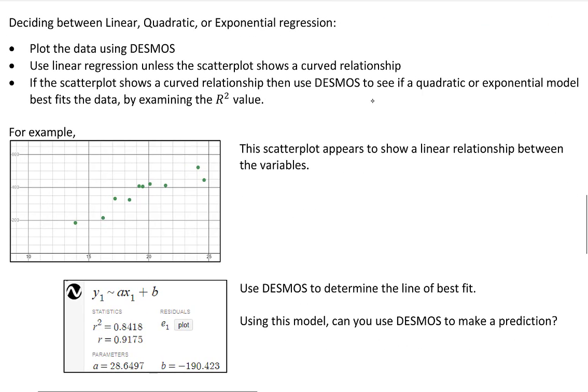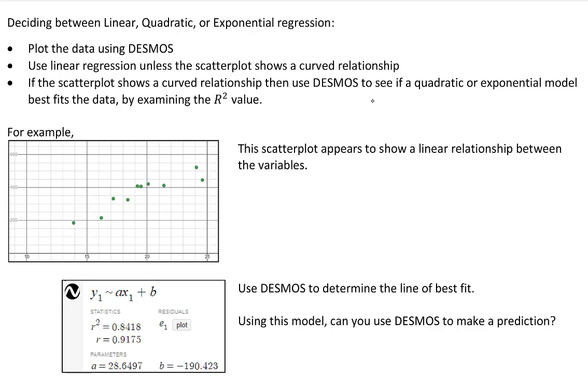And our last topic that we covered was linear, quadratic, or exponential regression. So this semester, we plotted the data using Desmos. We're always going to say that linear regression is the model unless the scatter plot shows a curved relationship. And if the scatter plot shows a curved relationship, then we're going to use Desmos to see if a quadratic or exponential model best fits the data. We do that by looking at the coefficient of determination, or the r-squared value.